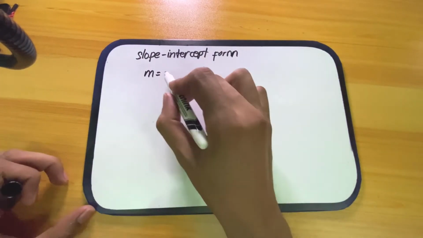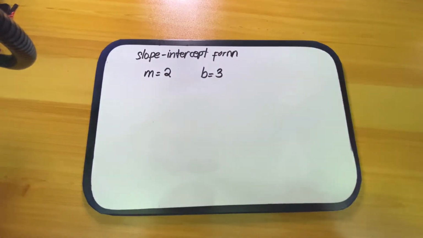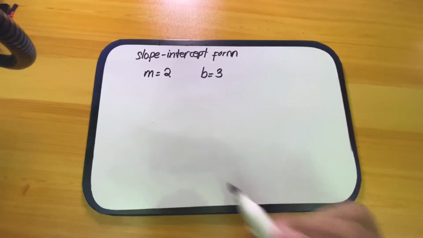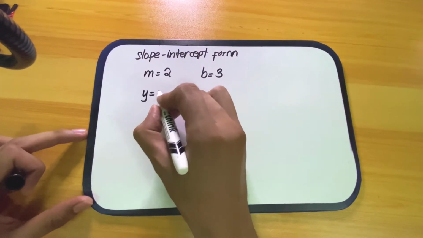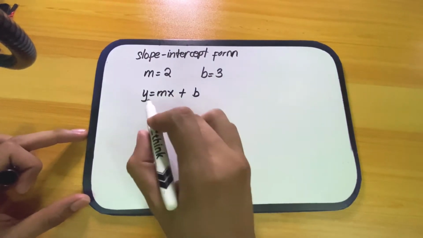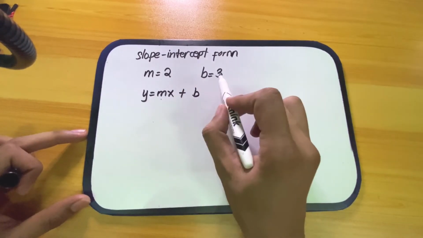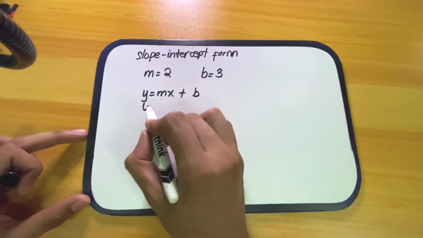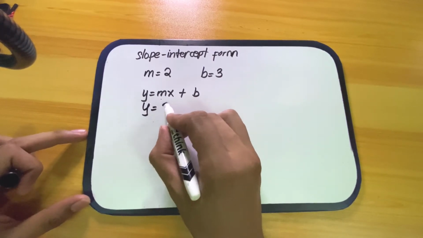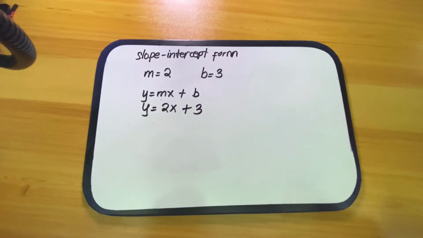For example, if your m is 2 and your b is 3, using the slope-intercept form, which is y equals mx plus b, just substitute m, which is 2 here, and 3 to b. So y is equal to 2x plus 3. So that's it.